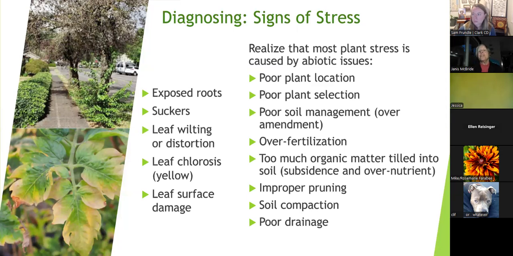So here's some signs of stress. Exposed roots, so you've got roots that are coming up to the surface. The suckers, as I explained earlier with the cherry and the plum trees. Maybe we have leaves wilting or distorted. Leaf chlorosis, that means they've lost their color and they're turning yellow, and it's not fall. Leaf surface damage. What we need to realize with a lot of these things is that plant stress is caused by abiotic issues. This is not a pest.